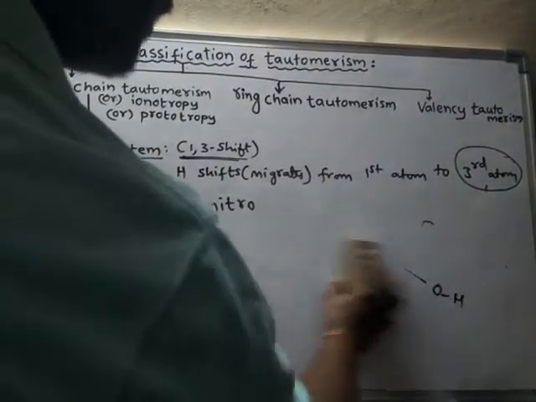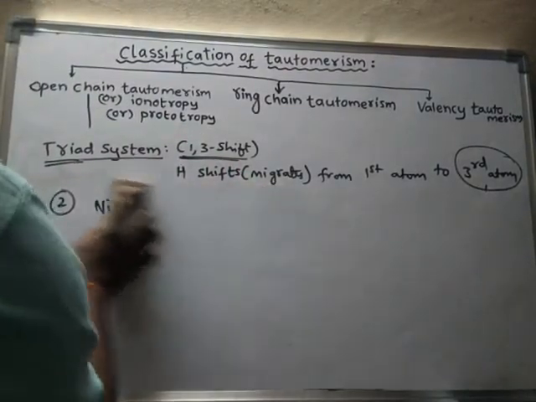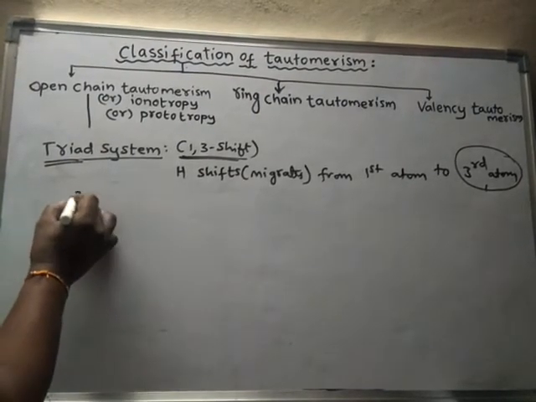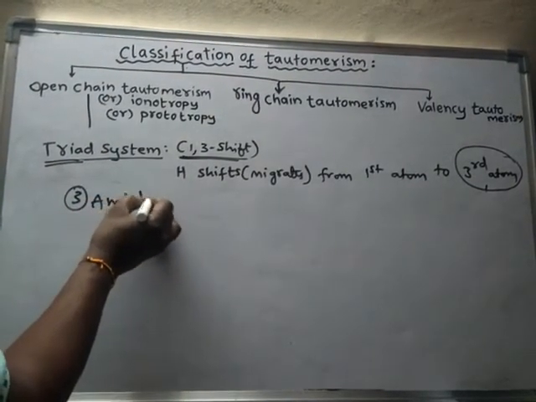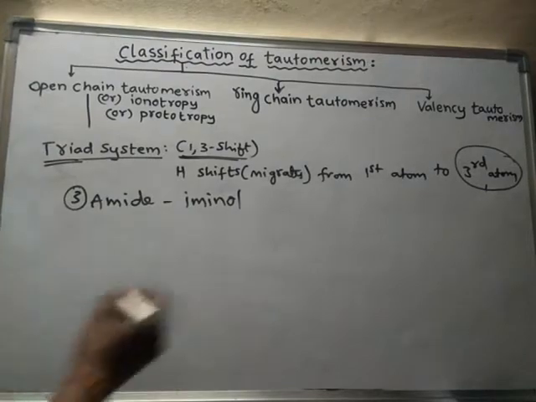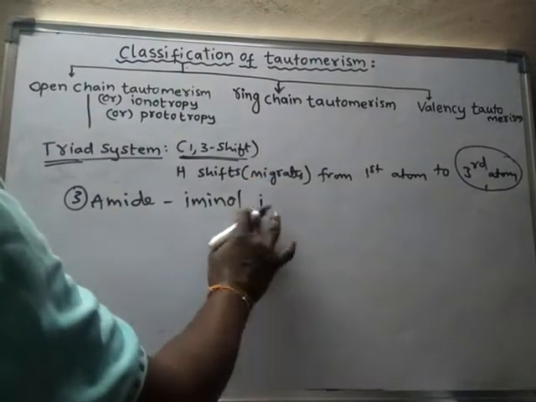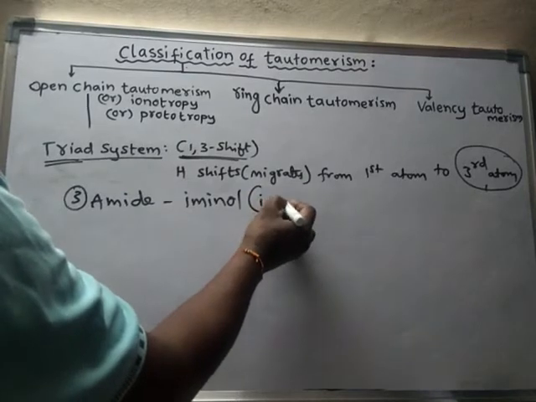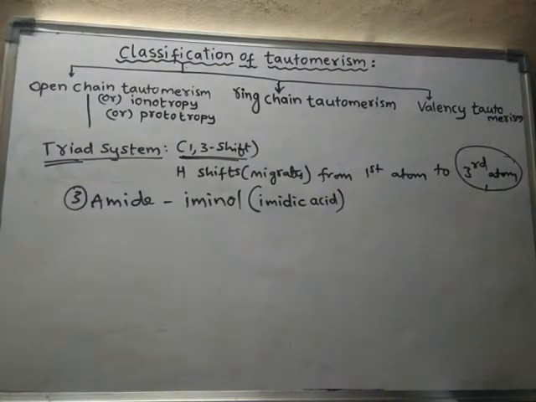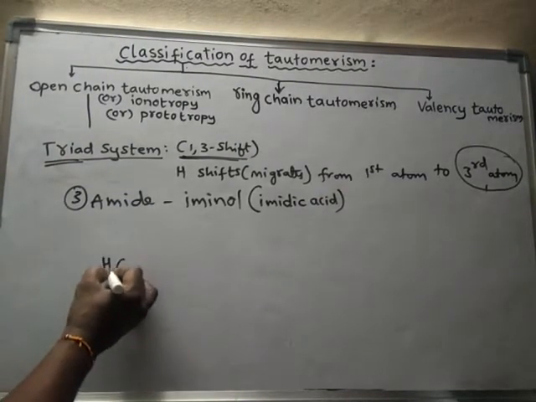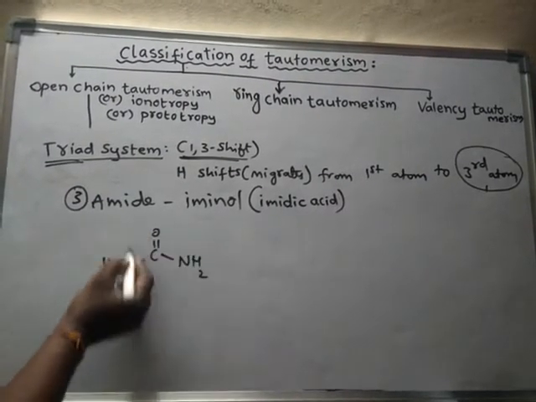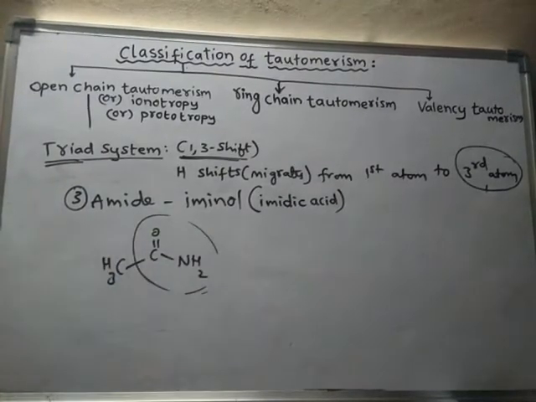Another type of example for the triad system we will learn: amide-imidol. Imidol is also called imidic acid. Amide means generally the CONH2 group is said to be the amide group. This is called the amide group.